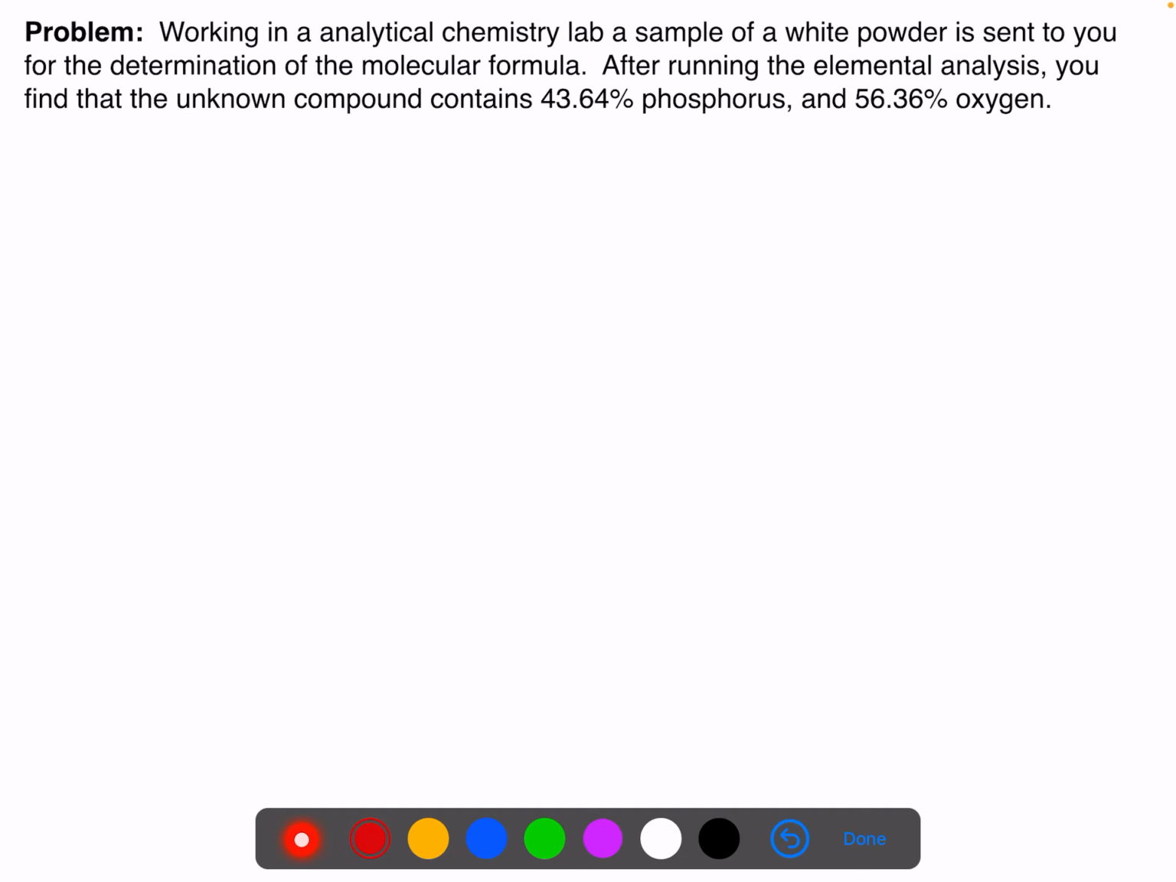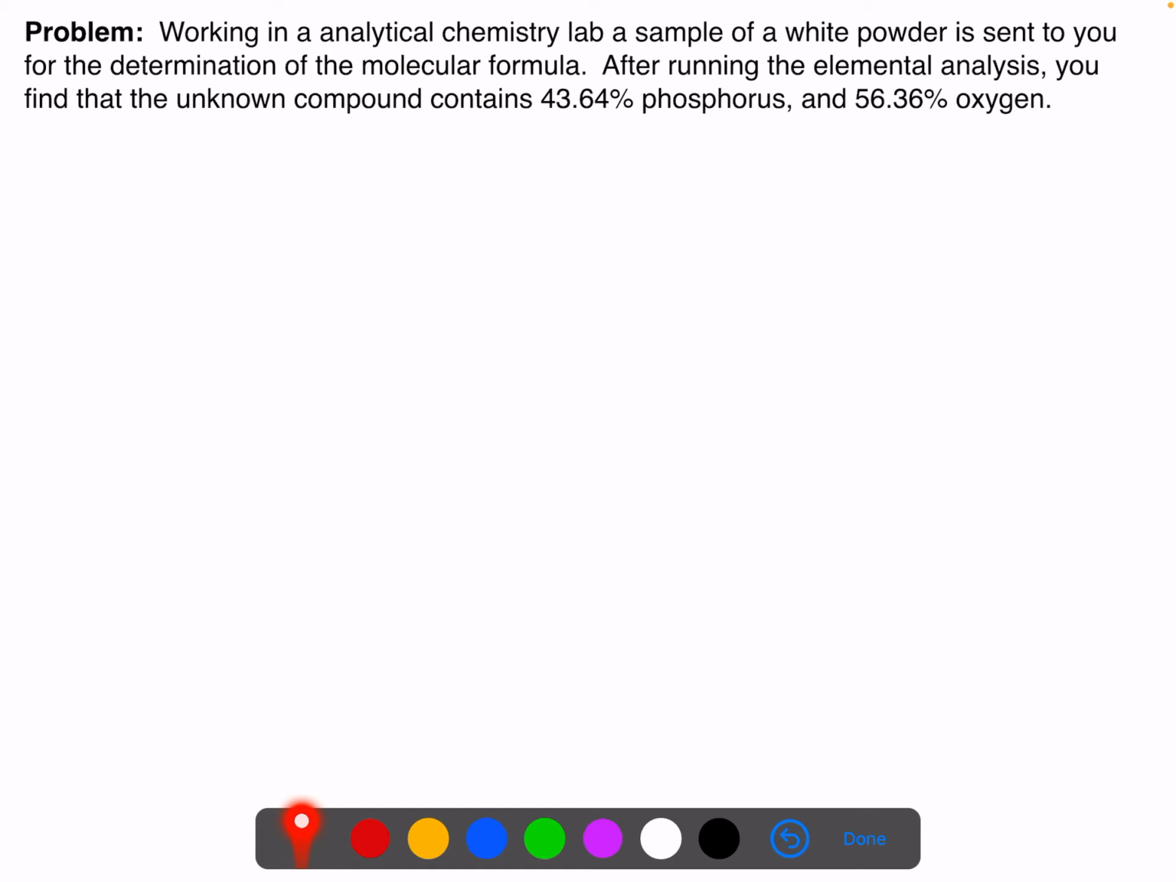So how would we use this in a problem? If we were working in an analytical chemistry lab, one of the things that might come in is a sample, and you have to figure out what that sample is. In this case, we have a sample of a white powder, right? It's sent to us and we want to figure out the molecular formula of that. That's the first step to figure out what this substance is.